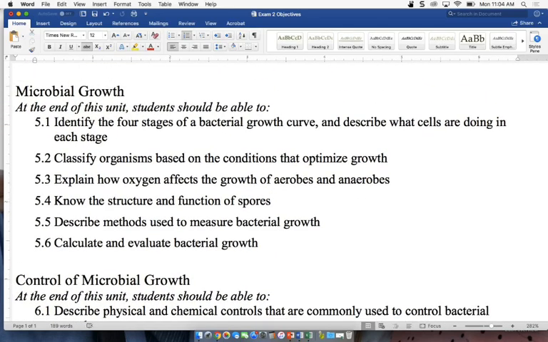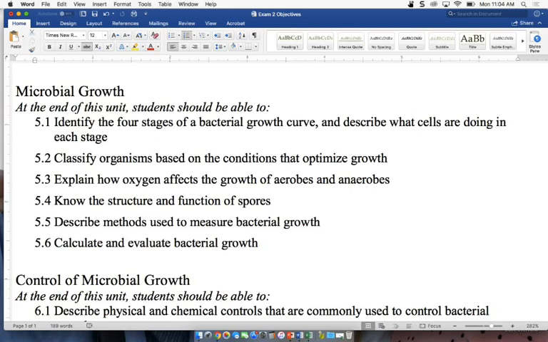In terms of microbial growth, we've got 6 objectives. Identify each of the 4 phases of growth, so lag, log or exponential, stationary, and death. Be able to describe. Can you, in a sentence, summarize what's happening in each of these phases, or would you be able to identify which phase it is from a description?